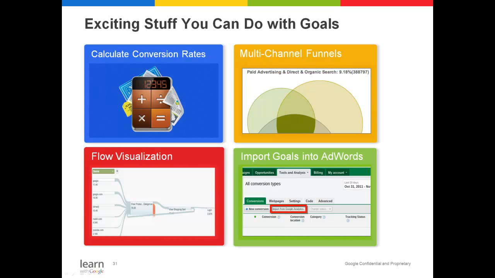In the next few slides, we'll discuss a few tools and methods that will help you to do this deeper analysis. With goals, you can calculate conversion rates, including measuring the quality of your traffic. You can use multi-channel funnels to see how different marketing touchpoints like search, display, and social work together to influence conversions. You can use goal flow visualization to see how users reach your goals or get hung up and fall off to identify what works and what doesn't work on your website. And you can import goals into AdWords, including engagement goals like time on site and other interactions to help you optimize your bids.